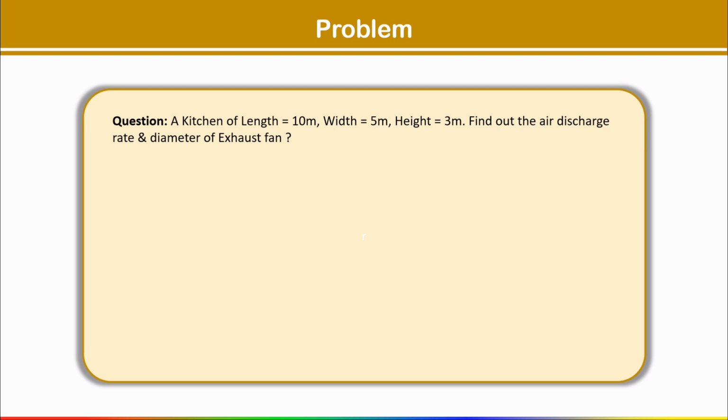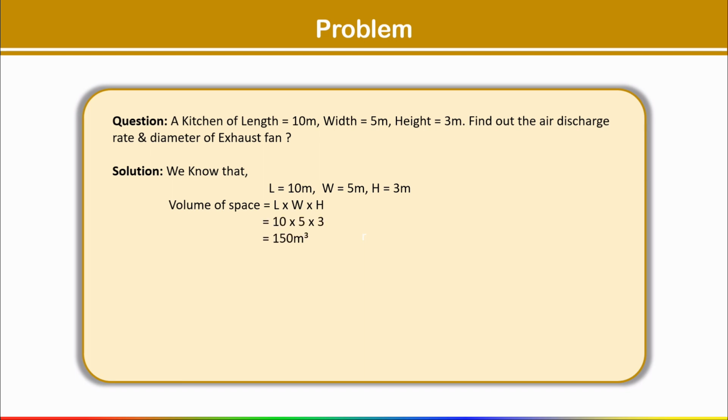As I told you, in the question the detail is given: length, width and height. What is the formula to find out the air discharge rate? Volume of space. So first we need volume of space. We know that volume of space is equal to length into width into height. So put that value here, and you will get 150 meter cube. Volume of that kitchen area is 150 meter cube.